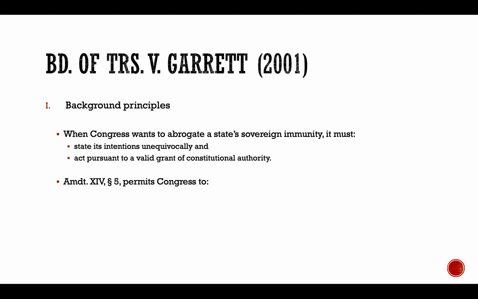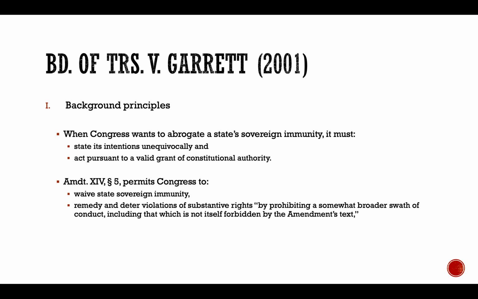So what does the 14th Amendment, Section 5, permit Congress to do? Well, we know from last week's case, Fitzpatrick versus Bitzer, that it allows Congress to waive a state's sovereign immunity. And we know from yesterday, and the court will emphasize this again today at the bottom of page 986, that Section 5 permits Congress to remedy and deter violations of substantive rights by prohibiting a somewhat broader swath of conduct, including that which is not itself forbidden by the amendment's text.